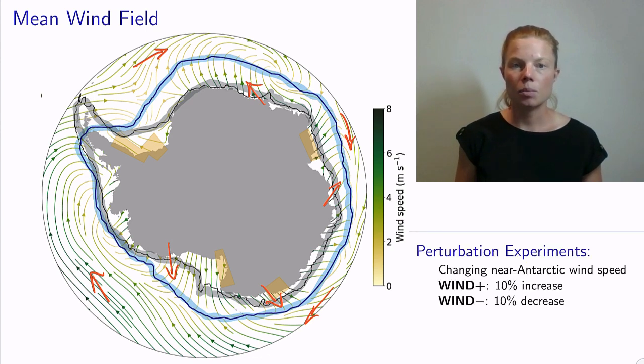Our experiments aim to take a high-resolution ocean model and increase or decrease the winds near Antarctica by 10%. And we call these experiments wind plus and wind minus, respectively.